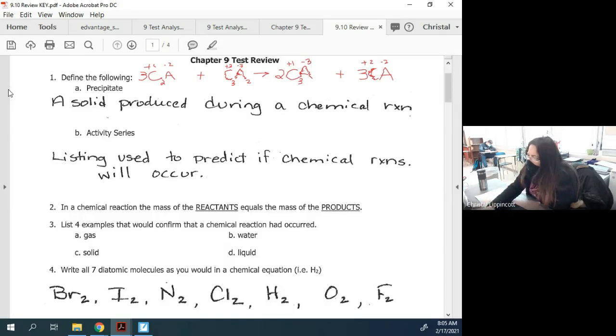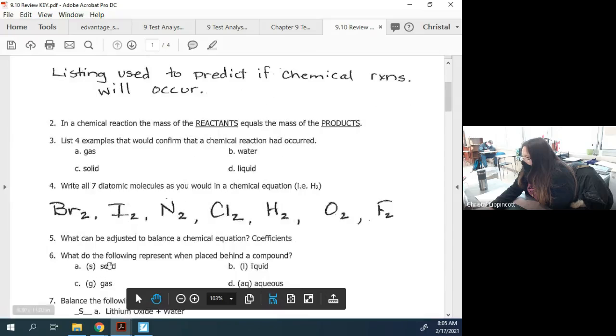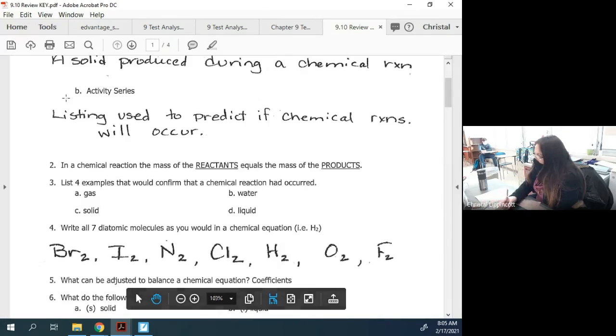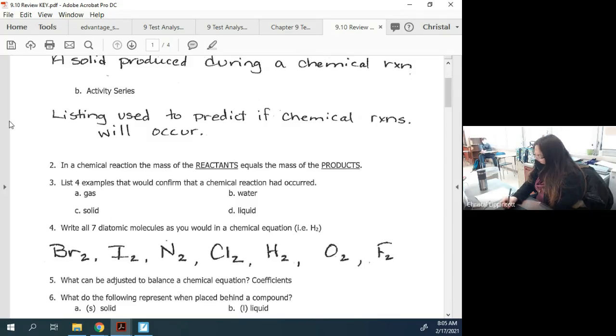All right, activity series. That is a list. We're going to use that to predict if a chemical reaction will occur. This was the roster. So when this is all listed for your metals on the back of your orange sheet for single replacement reactions. Remember, if the thing is at the top, then it'll replace something down here. But if you're at the bottom, and your bottom thing is trying to replace something up here, it's not going to happen. So your metals are all listed on that sheet. Your non-metals, your halogens, are listed on your periodic table.